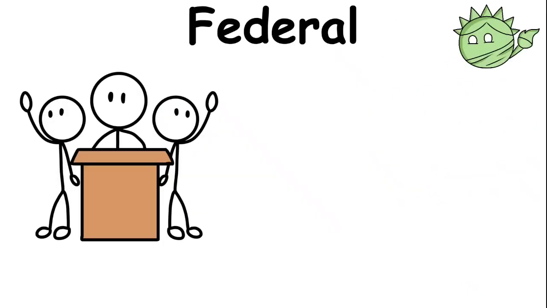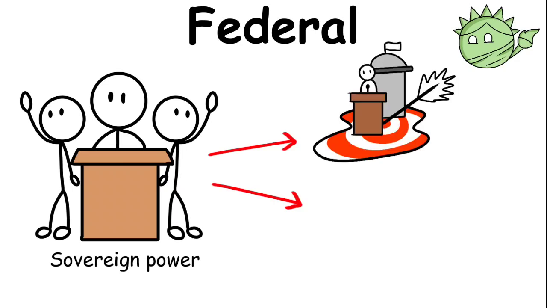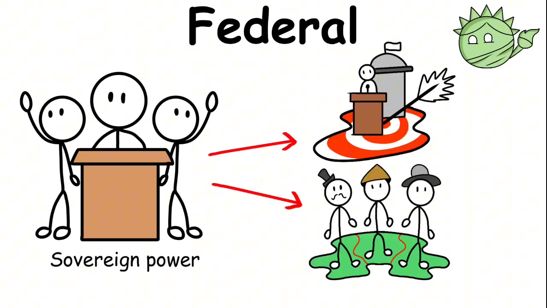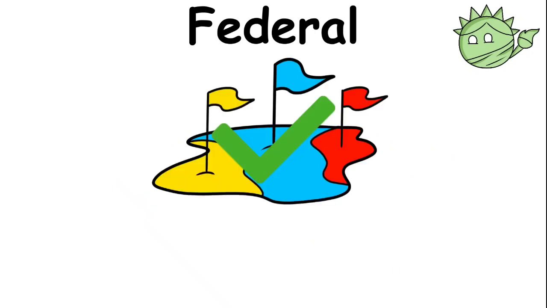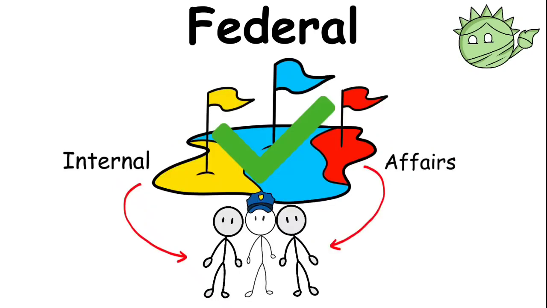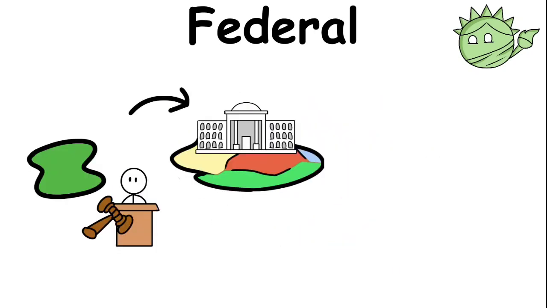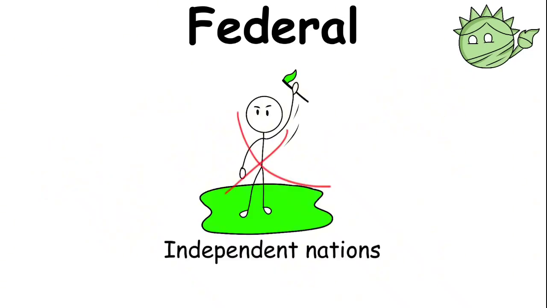Federal governments formally divide the sovereign power between a central government and the regions that form part of the country. The central government is still the leader of the whole nation, but allows the different regions or states to have control over their internal affairs. These states can have their leaders and laws, but are not independent nations.